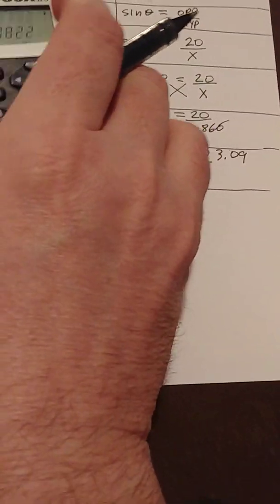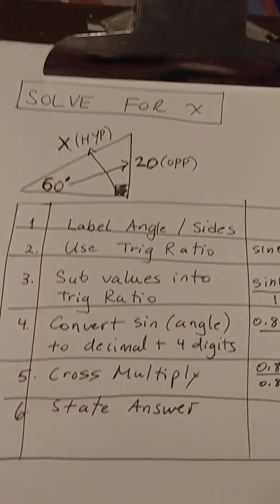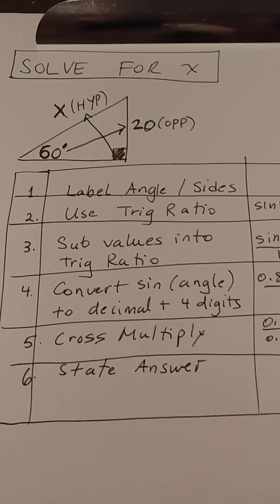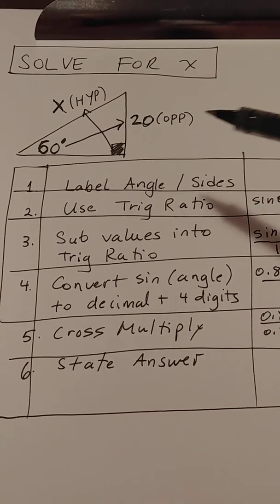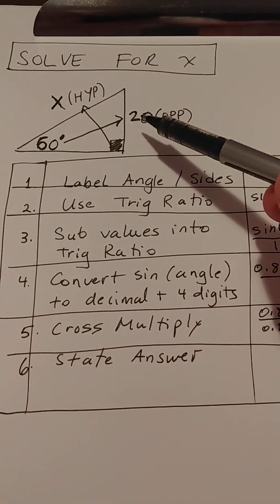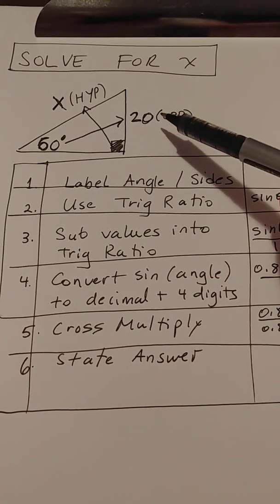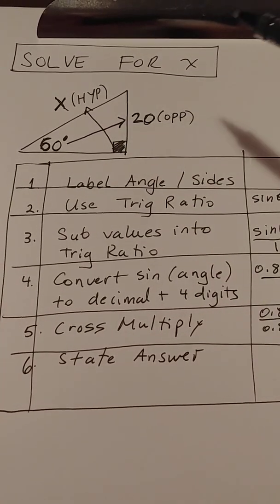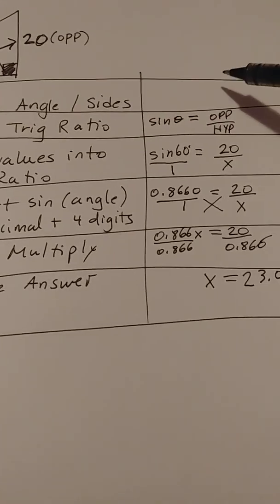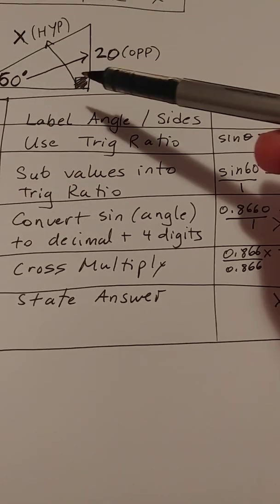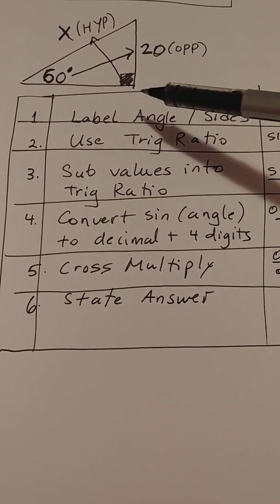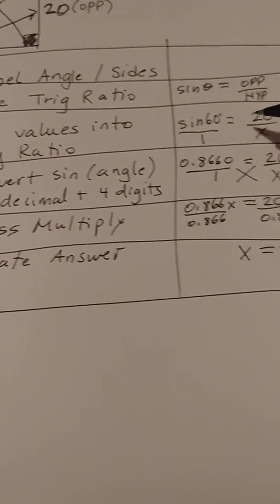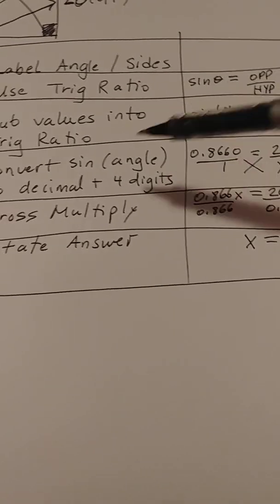Let's retrace our steps, shall we? To solve for x, the first step was to label the angle and sides. Again, just to reiterate, directly opposite of 60 degrees was 20. Directly opposite of the 90 was x. So we used the sine trig ratio. The next step was to substitute the values into the trig ratio formula. So the sine of 60 was equal to 20 divided by x.